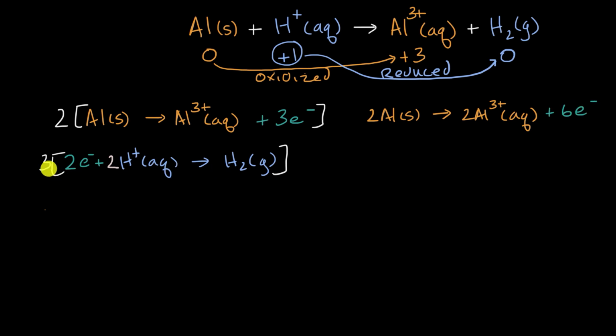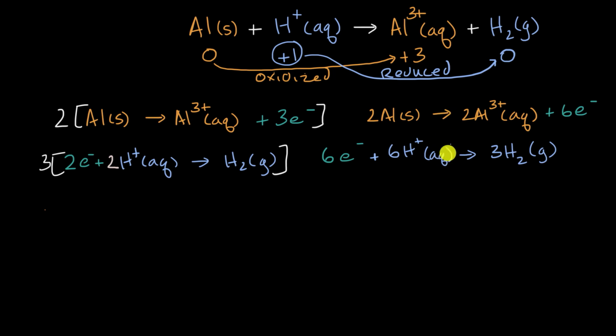And now let me do this down here. 3 times 2 electrons, that is going to give us 6 electrons. And then I'm going to multiply this 3 times this 2, so that's going to give us 6 hydrogen protons, I guess I could say. So plus 6 hydrogen protons that are in an aqueous solution. And then on the right-hand side, if I multiply by 3, I have 3 hydrogen molecules, each of them with 2 hydrogen atoms. And so now I have balanced the number of electrons on both sides.